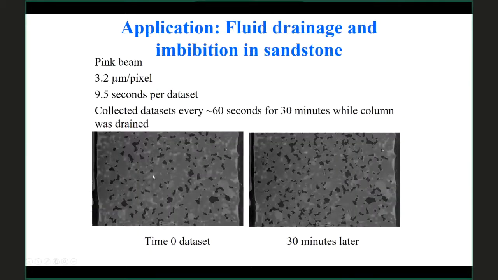The main reason that we started doing the pink beam was to do some slow time-resolved experiments. This is one where they were watching drainage of a granular media. There's an iodine solution here, the black is air, and they're just letting this drain and collecting data sets every 60 seconds for 30 minutes. And you can see this is one 30 minutes later, and this black pore here has grown to be this big. And then they were able to do 3D modeling of this.